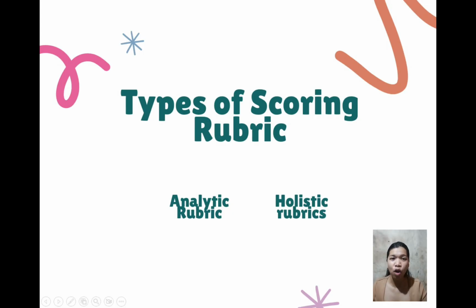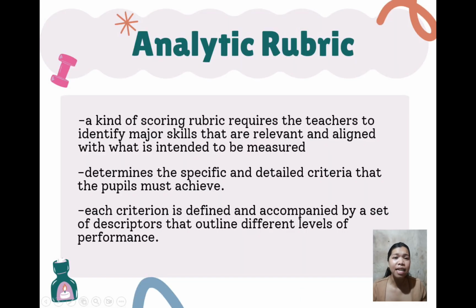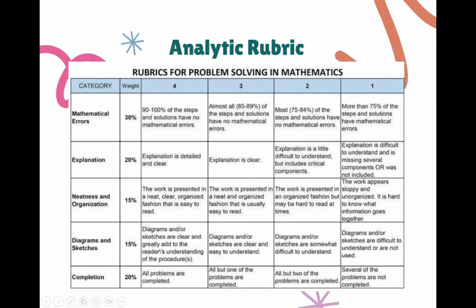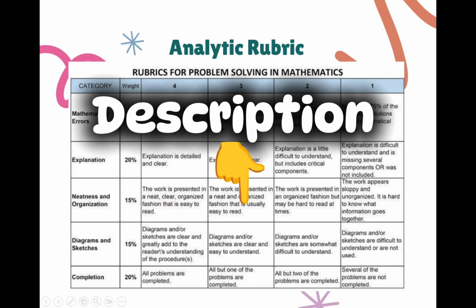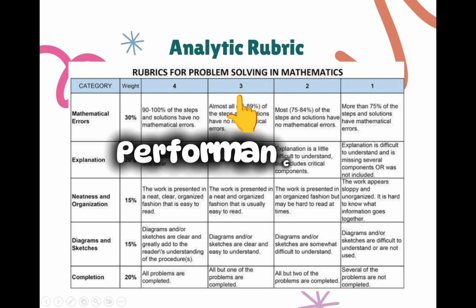Now, let's talk about analytic rubric. Analytic rubric is a kind of scoring rubric that requires the teacher to identify major skills that are relevant and aligned with what is intended to be measured. It determines the specific and detailed criteria that pupils must achieve. Each criterion is defined and accompanied by a set of descriptions that outlines different levels of performance. Scoring system. Criteria. Description. Performance level.